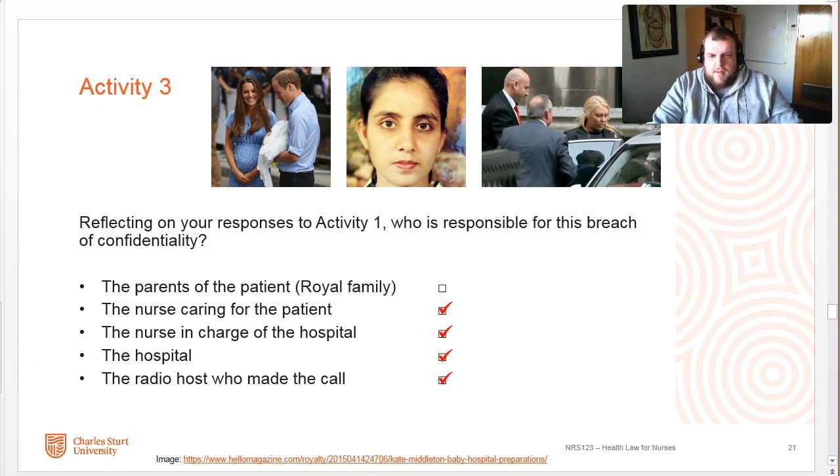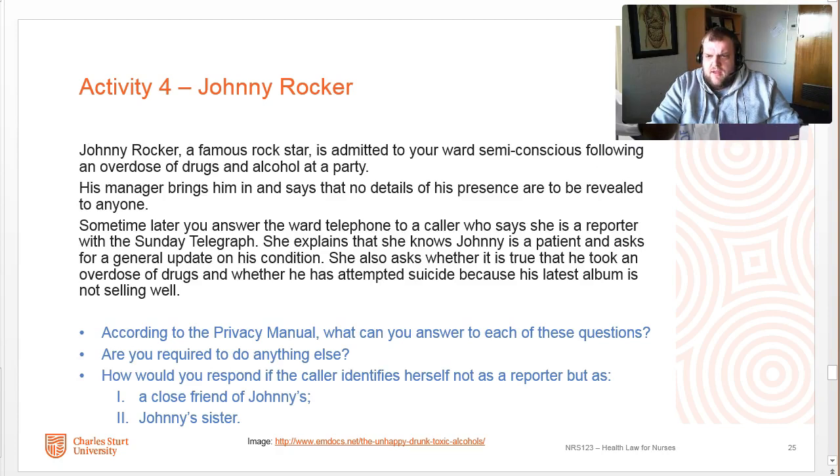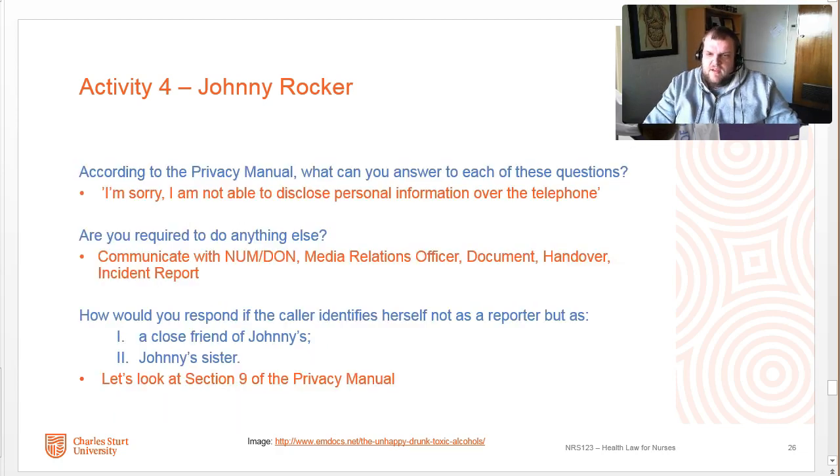Okay, so the next activity is the Johnny Rocker one. This is pulling that privacy manual apart in a bit more detail, so make sure you've had a look at that. This is Johnny Rocker. He's a famous rock star who was semi-conscious after having drugs and alcohol, and he comes into hospital and a reporter calls the hospital to find out about him. So looking at the privacy manual, what can you answer to each of the questions? Obviously, I'm sorry, I'm not able to disclose personal information over the telephone. Are you required to do anything else?